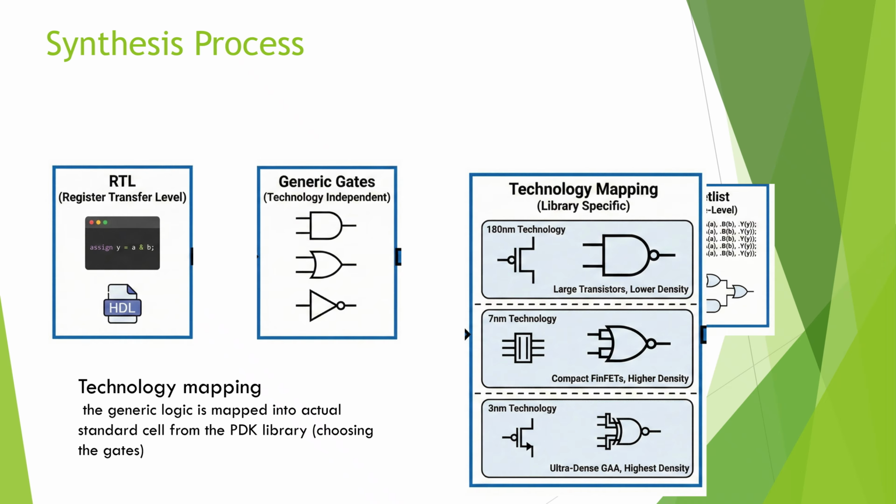Exactly. The tool decides which specific variant to use based on timing constraints, fan-out, load, and power and area trade-offs. So at every step, it's basically asking, should I use a faster but larger cell or a smaller but slower cell on this path? Yes, that choice is at the heart of how synthesis balances timing, power, and area.